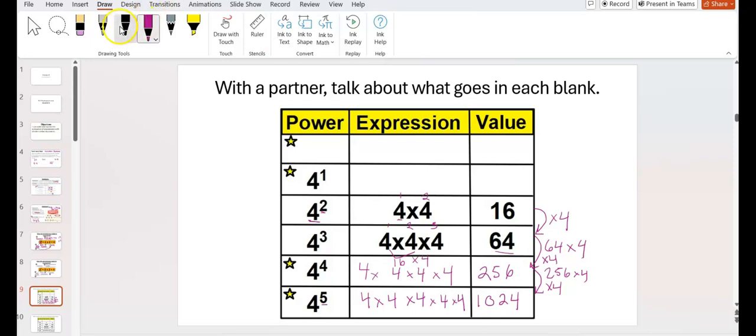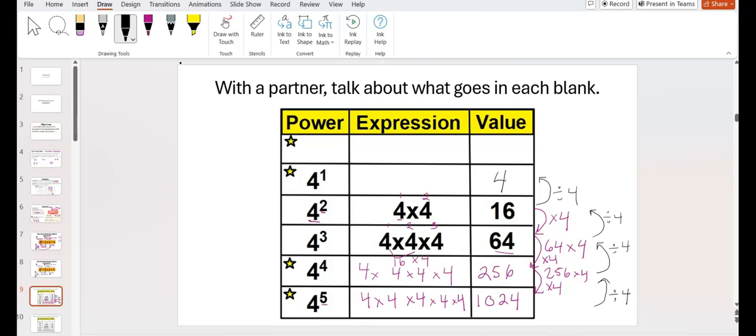Now, the same is true about going the other way, but opposite. Let me switch some colors here. If I start going backwards, going up, instead of multiplying by 4, I'm going to divide by 4. 256 divided by 4 is 64, which means 64 divided by 4 is 16. And that means I can find the value of 4 to the first power by dividing by 4. So 16 divided by 4 is just 4.